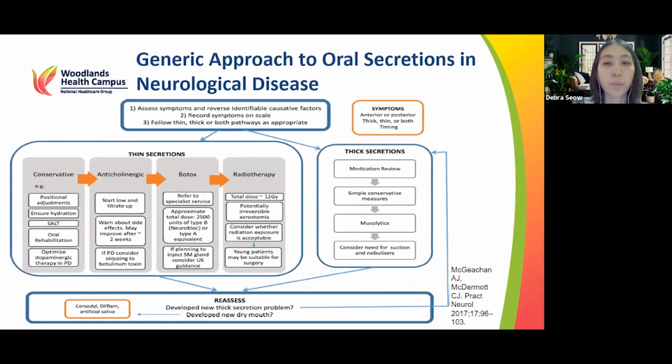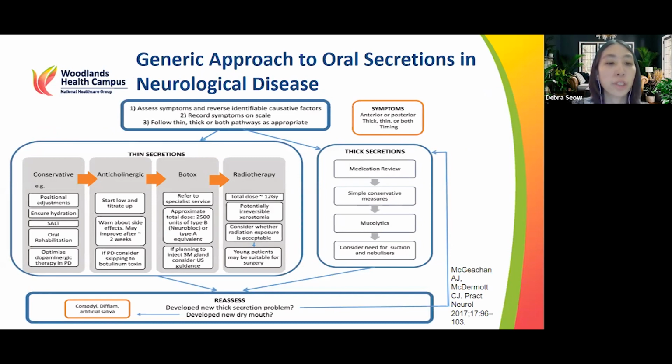This is a generic approach to oral secretions in neurological disease. Basically, we need to assess the symptoms, reverse any identifiable factors, record the symptoms on some of the scales I mentioned previously, follow the thin, thick or both pathways as appropriate, and also look at whether the symptoms are mainly coming from the anterior or posterior.